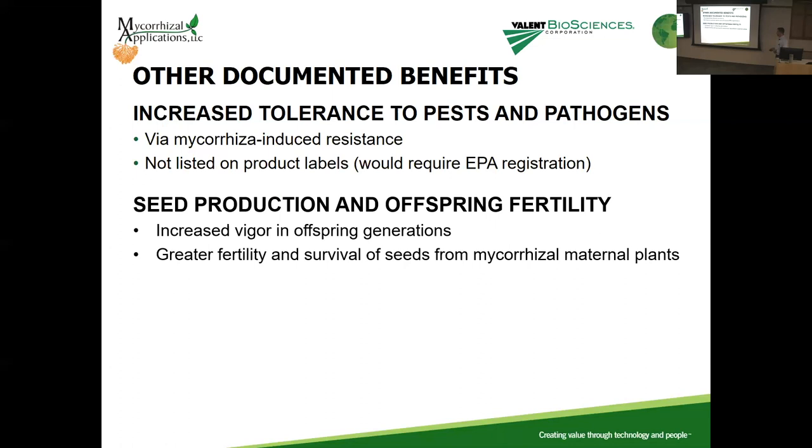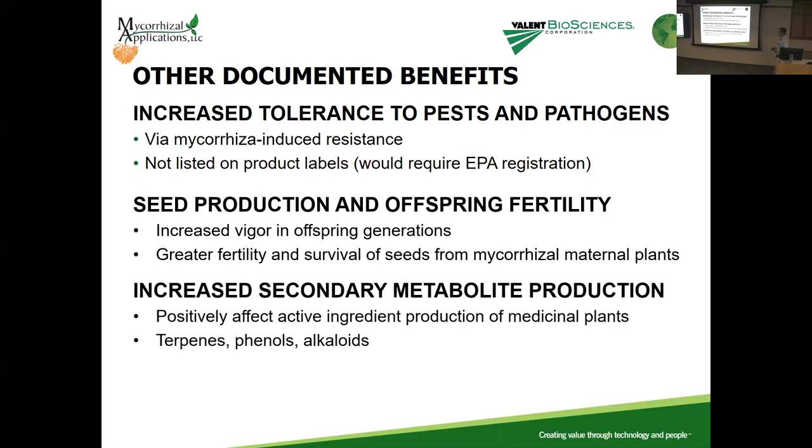Another very important aspect is seed production and offspring fertility. It's been noted that when a plant is colonized by mycorrhizae and is producing seeds, the seeds from these mother plants are going to have better fertility and a better germination rate compared to those that came from mother plants that were not colonized by mycorrhizae. This has something to do with the increased nutrient and phosphorus content of the seeds, and this is just something very interesting to mention.